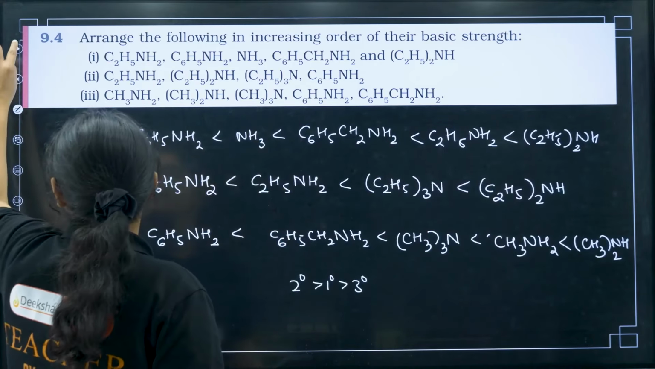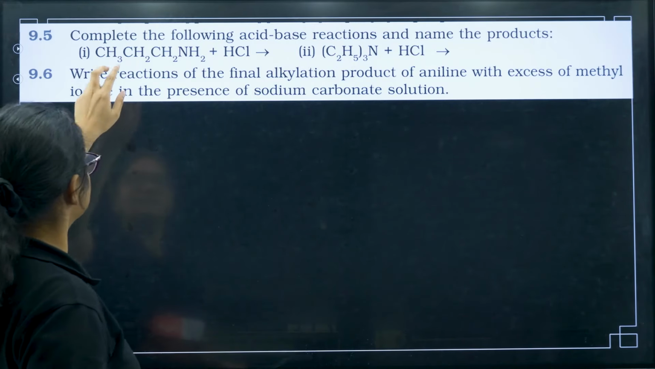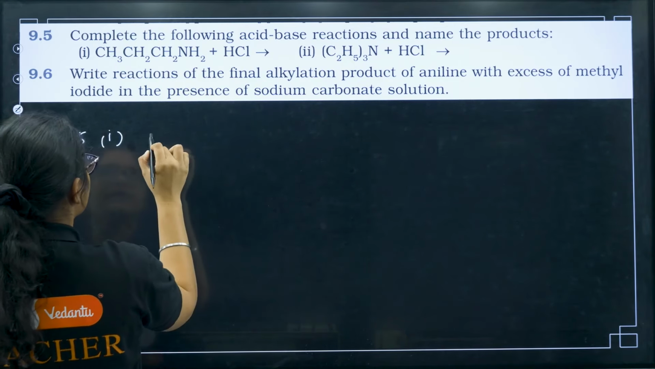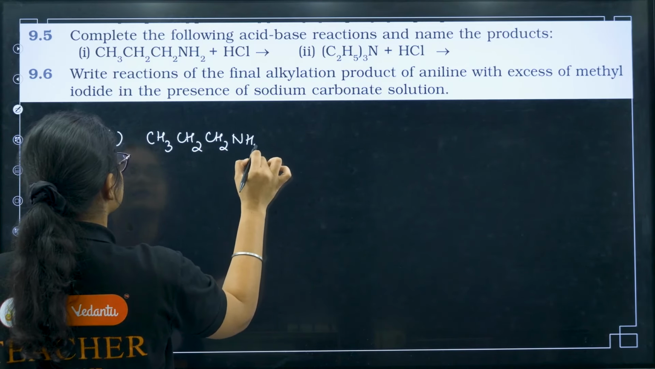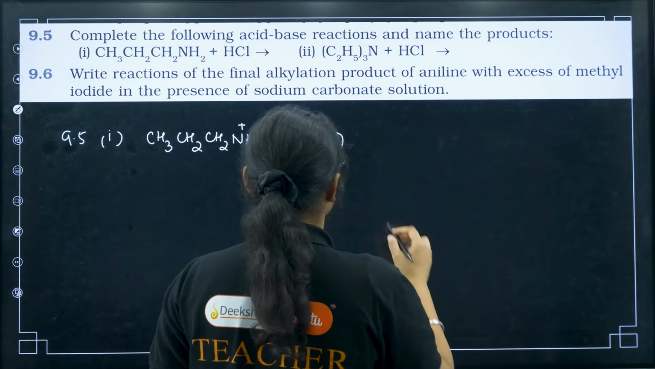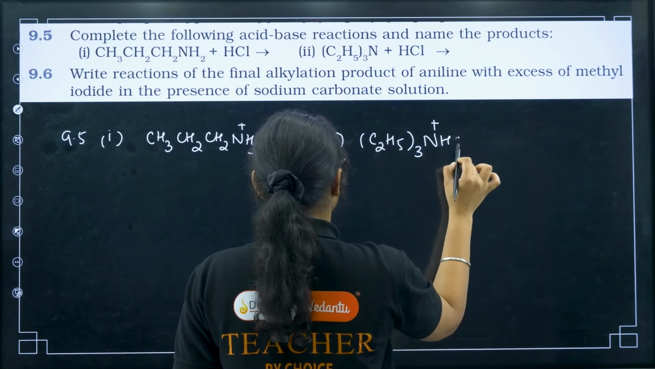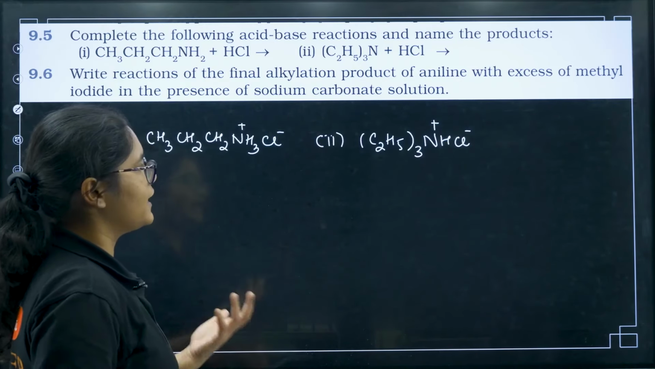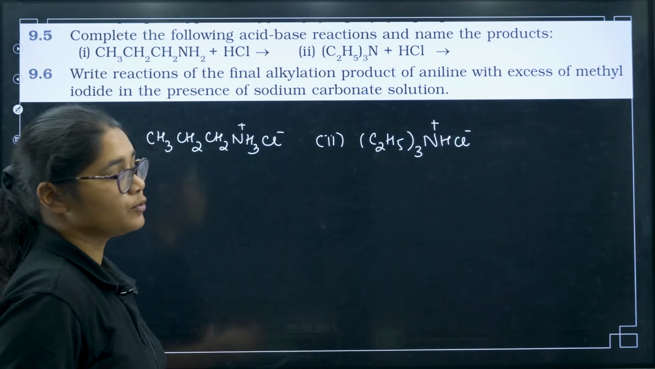Clear? Okay, now we will go to complete the following acid base reaction and name the products. So you can see what will happen. First one, 9.5, there is an H plus donated here, so you will have CH3CH2CH2NH3 plus and Cl minus. Now the second one will also be like this, NH plus will be formed, (C2H5)3N plus H and Cl minus. Now 9.6, write the reactions of final alkylation product of aniline with excess of methyl iodide in the presence of sodium carbonate solution.